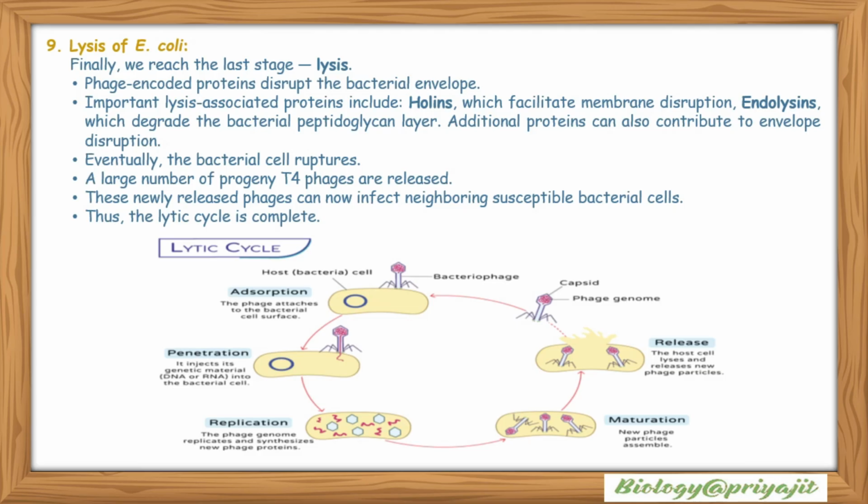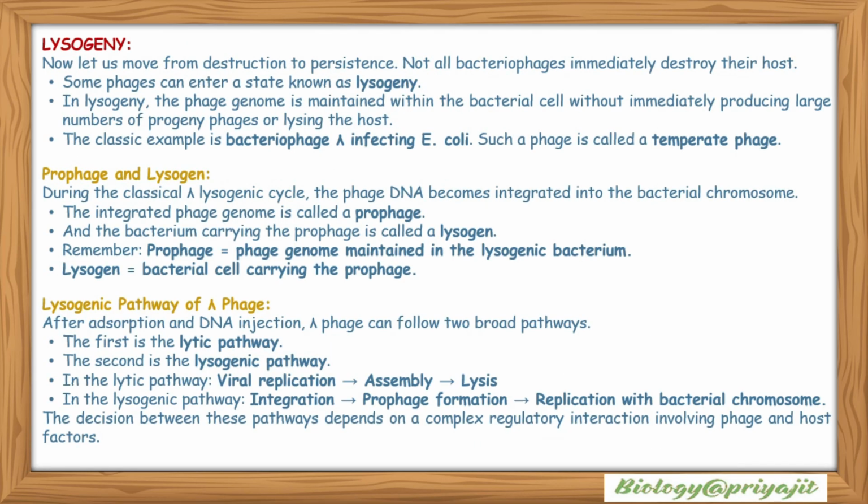This is the image showing the lytic cycle steps. Lysogeny. The classic example is bacteriophage lambda infecting E. coli. Such a phage is called a temperate phage. The steps are prophage and lysogen. The lysogenic pathway of lambda phage. The first is the lytic pathway. The second is the lysogenic pathway.